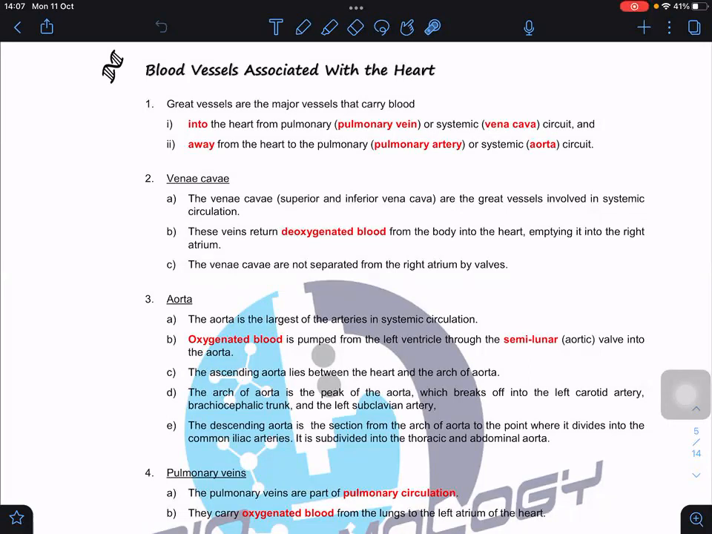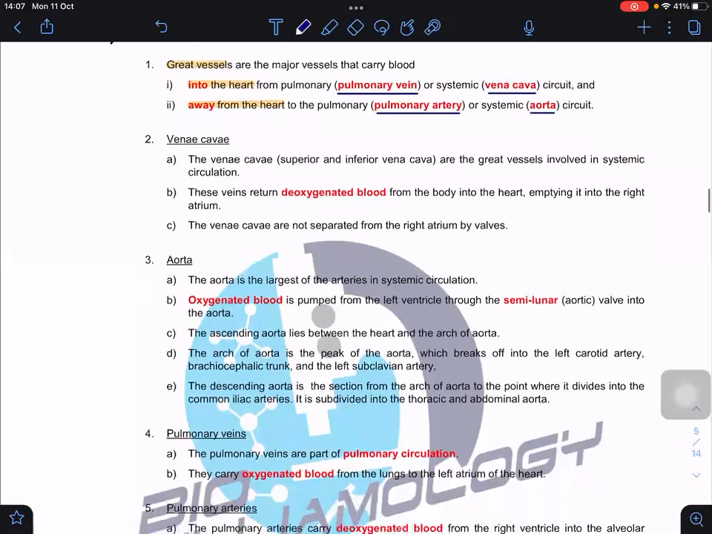The great, okay, in this case, we still have small minor vessels, but we do have four very important great vessels. So they are the pulmonary vein, vena cava, so both are the veins. So it means that they bring the blood into the heart. Okay, these great vessels bring the blood into the heart. And those that bring the blood away from the heart will be our arteries. So the pulmonary artery and also the aorta. Okay, so let's look at them one by one.